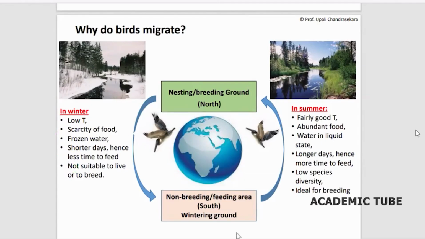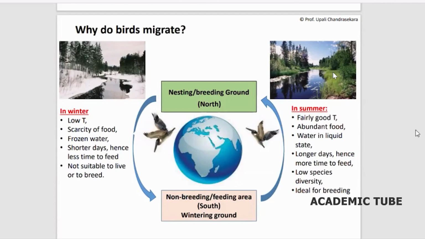Now, as the summer approaches to the same area, they know it internally, right? So what they do is that they migrate back. Why? Now here the temperature is favorable, very good. And the trees are now awake from the winter. So they become happy. The trees become happy.